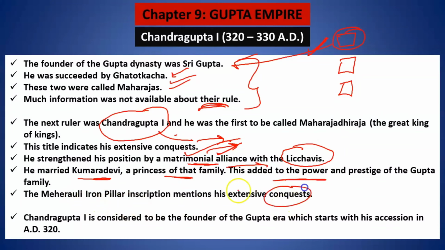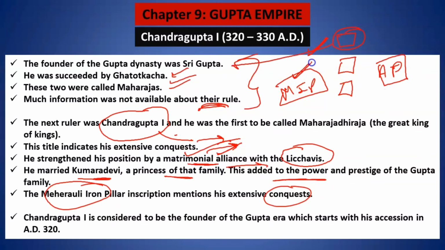And about his conquest, it is also mentioned in the Mehroli Iron Pillar. So let's say if I talk about Mehroli Iron Pillar, and if I talk about, let's say, Allahabad Pillar. So remember one thing, in the Mehroli Iron Pillar, we are talking about the achievements of Chandragupta II. All right, again, that's what I told you. Before, I have corrected that Mehroli Iron Pillar is related to Chandragupta II. So whatever it's written over here, this is wrong.